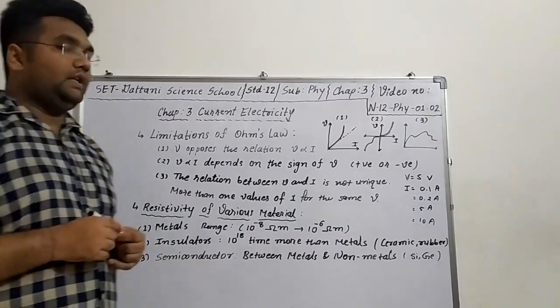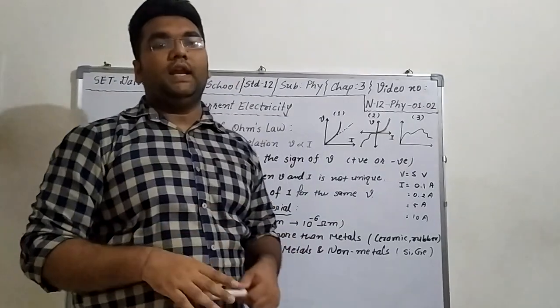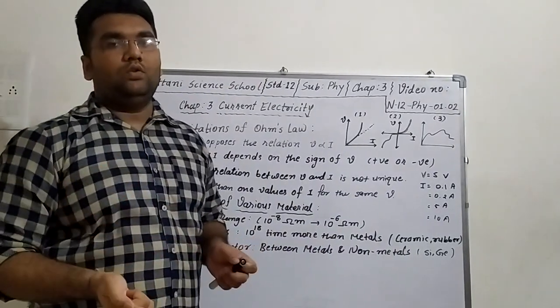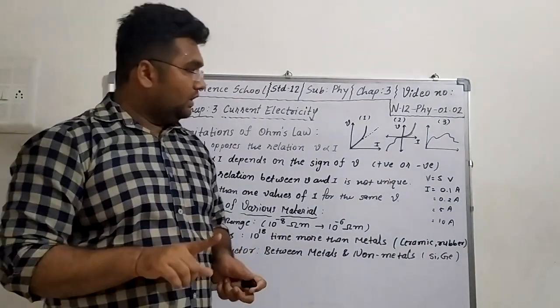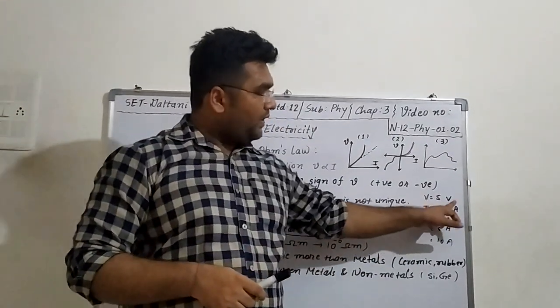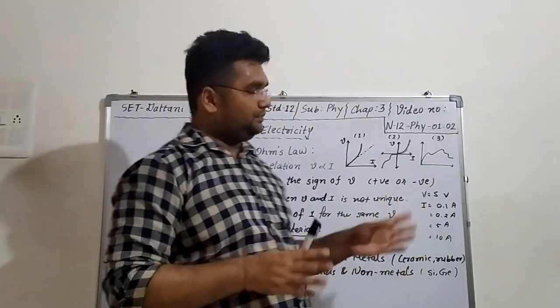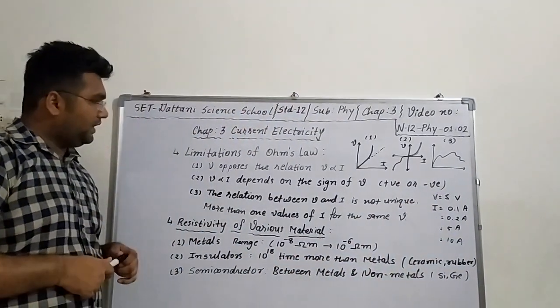So this limitation says that there are so many devices in which you can get more than one output for only one input. Here you are giving 5 volt and you can take output of so many types. So this is our third limitation.